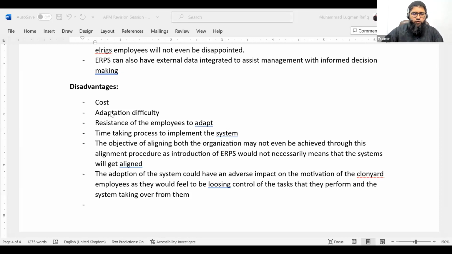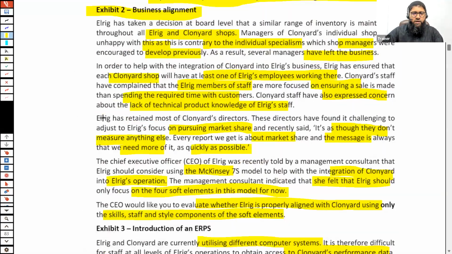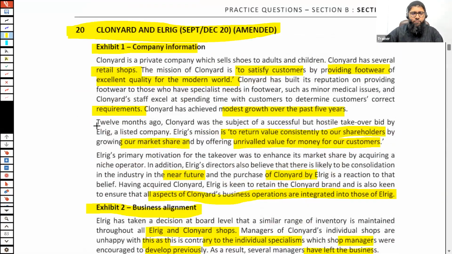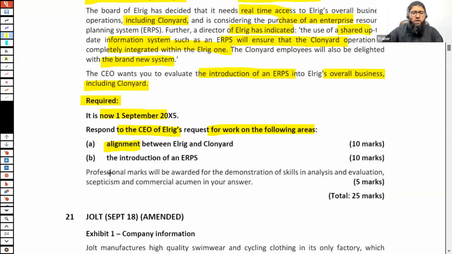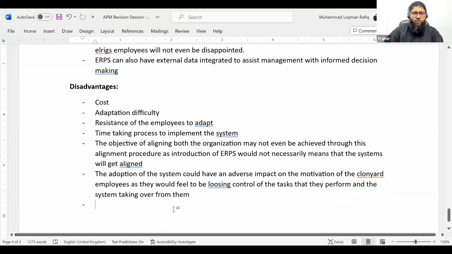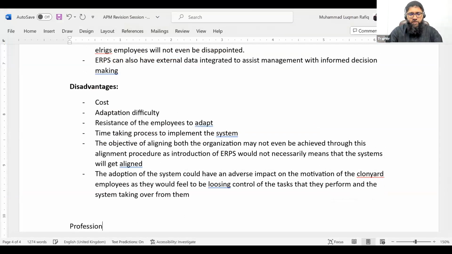Okay, lovely. So we have been able to do this question, the name of which was Clone Yard Company. Now, this question also had a requirement where the examiner was asking for professional marks to be awarded for skills in analysis and evaluation, skepticism and commercial acumen in your answer. Either of the two skills would be tested in the examination, but let me talk about it in a bit of detail in this scenario.